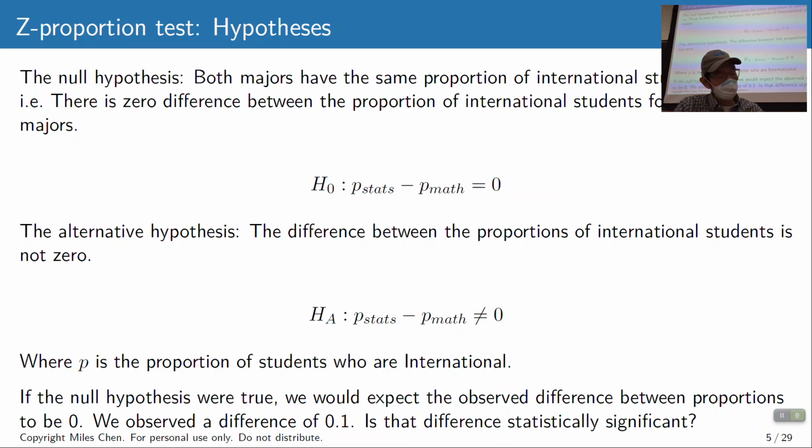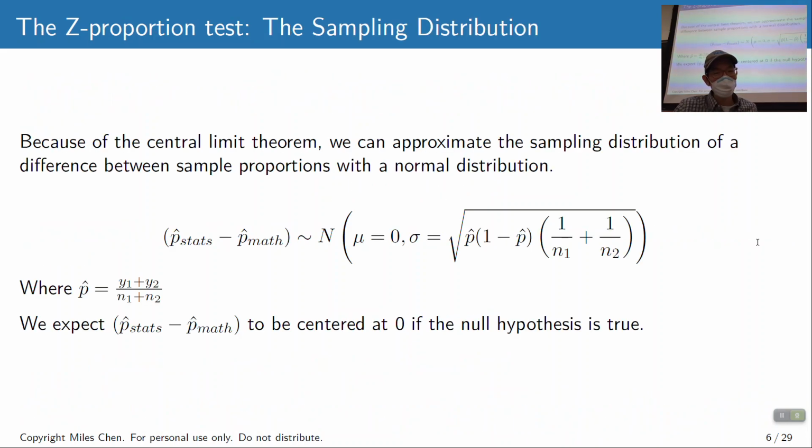If the null hypothesis were true, we're expecting a difference of 0. What we happen to get was 0.5 versus 0.4. We got a difference of 10 percentage points. And the question is, is that difference of 10 percentage points statistically significant? So the classical approach is to use the central limit theorem. The central limit theorem says, when you look at the sampling distribution of a proportion, it's going to be normal. And if you look at the sampling distribution for a difference between proportions, that too is normal.